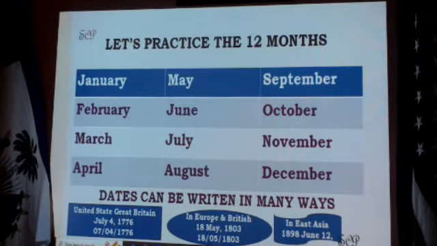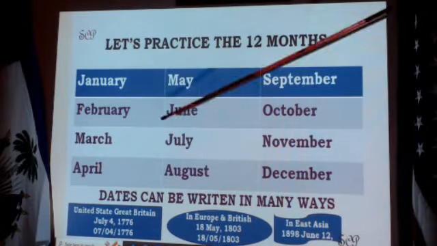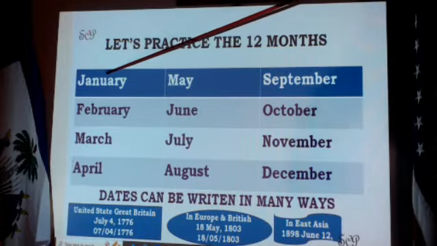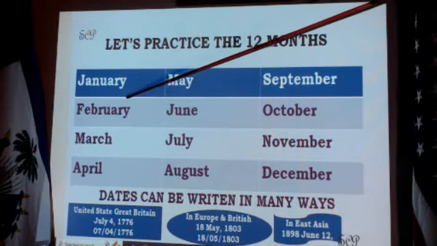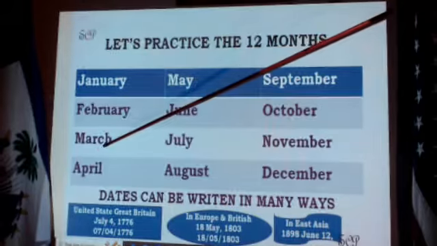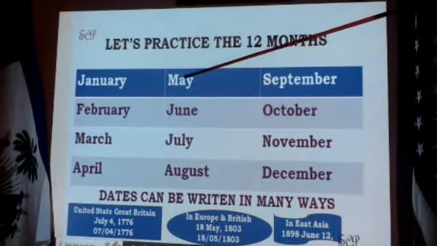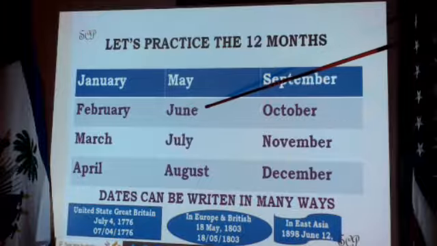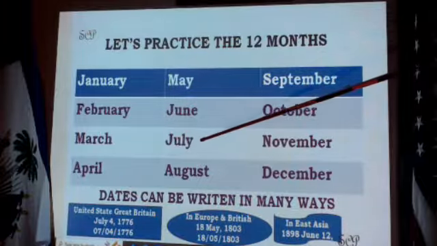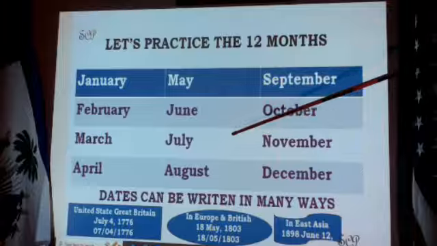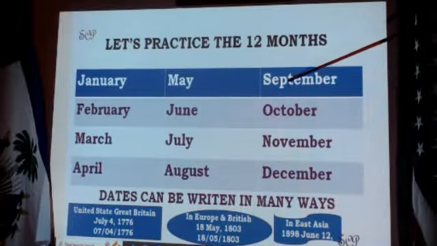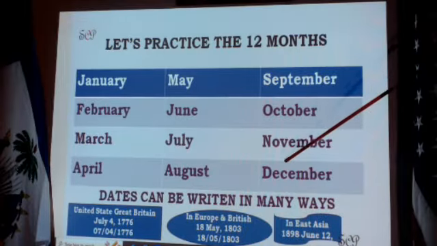Let's practice the 12 months of the year. We already have them here. January, February, March, April, May, June, July, August, September, October, November, December.